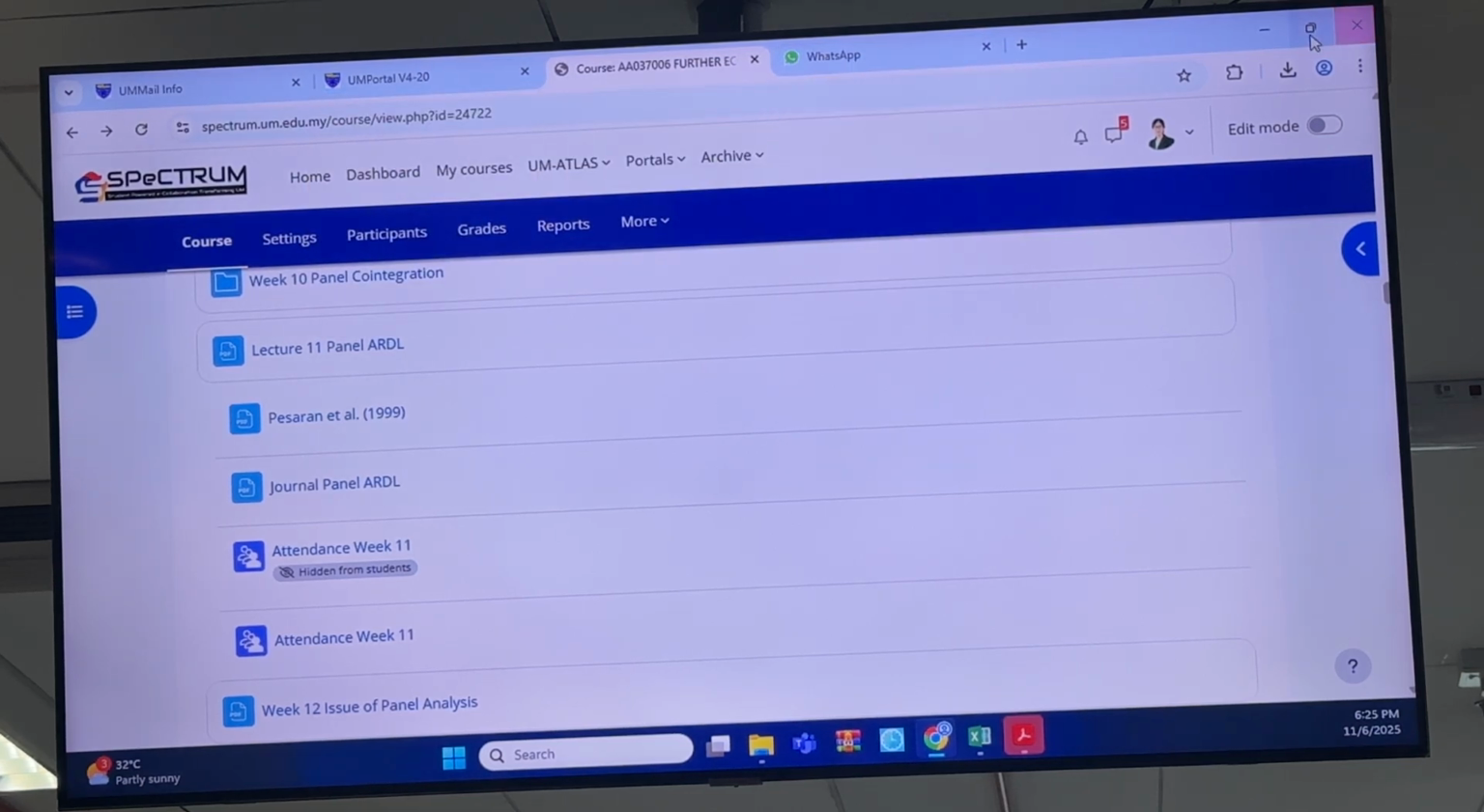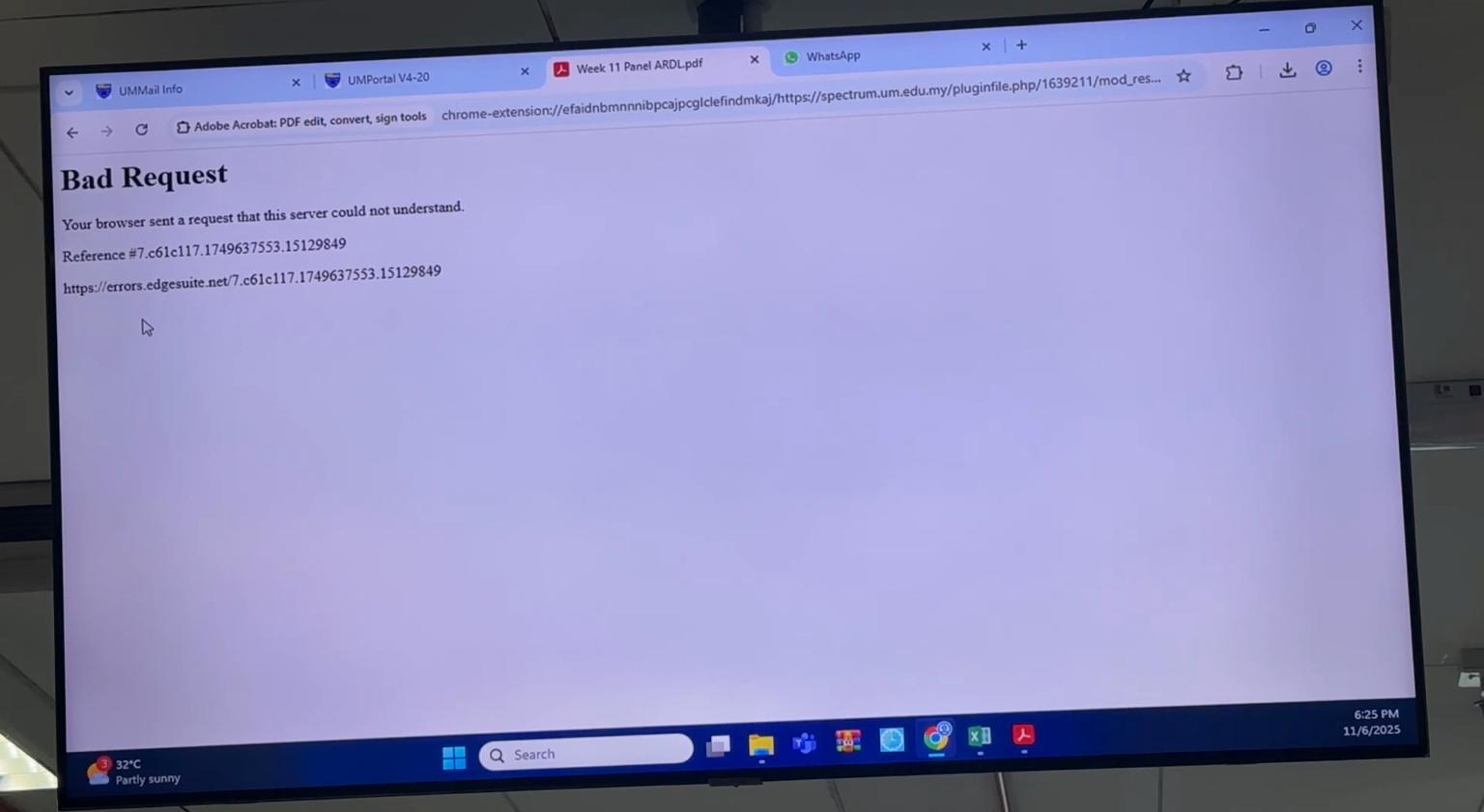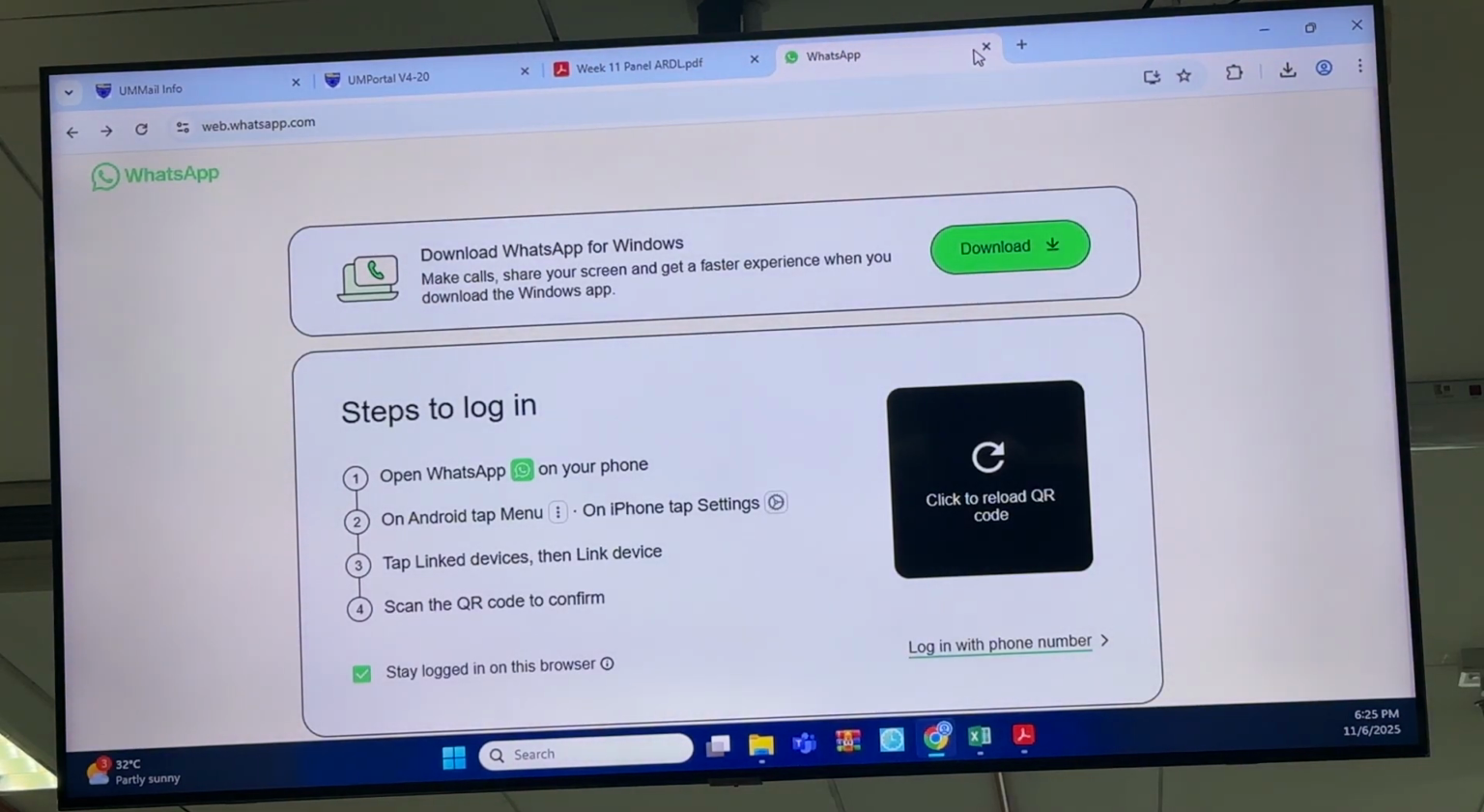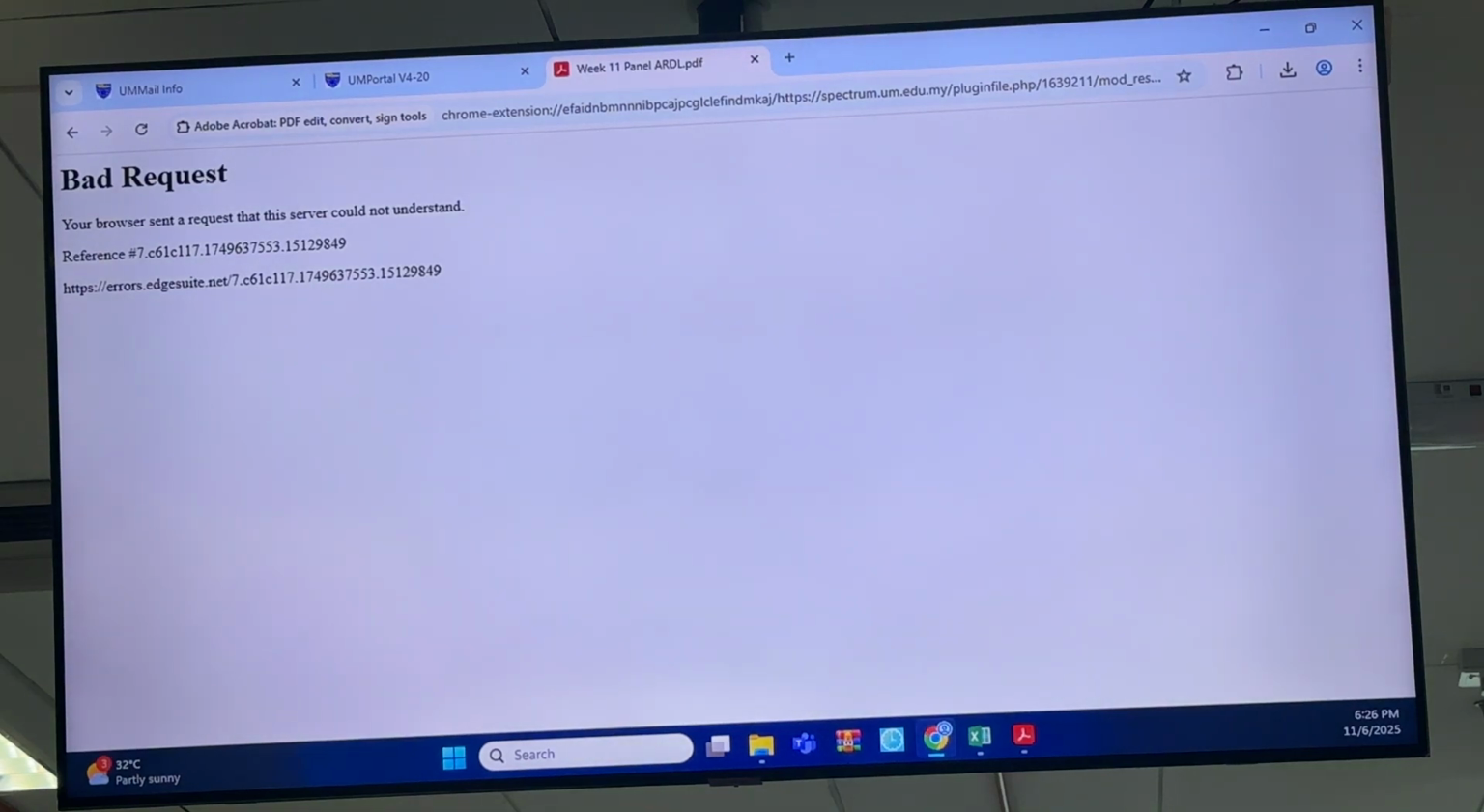So now, let's see. I don't know why whenever it comes to my spectrum and my unpaid all will become black first. So luckily I have WhatsApp to share my files here.